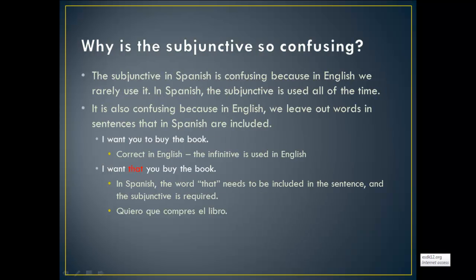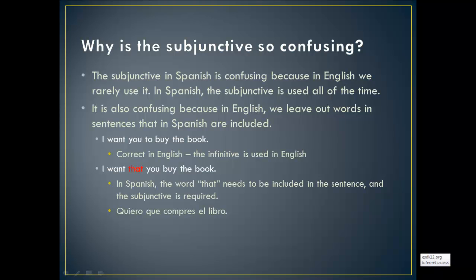So why is the subjunctive so confusing? The subjunctive in Spanish is confusing because in English we don't use it a lot. Okay? In Spanish we use it all the time. So it's not something we're necessarily accustomed to. It's also confusing because in English we leave out the words that in Spanish are included.